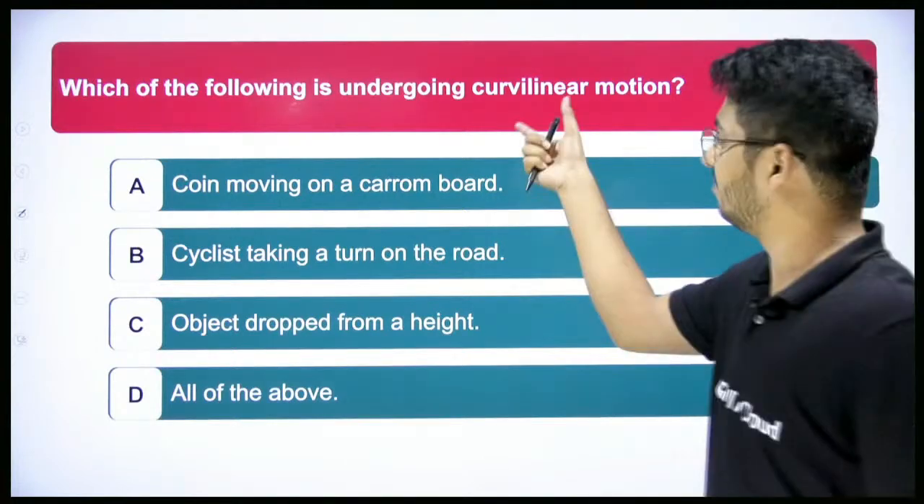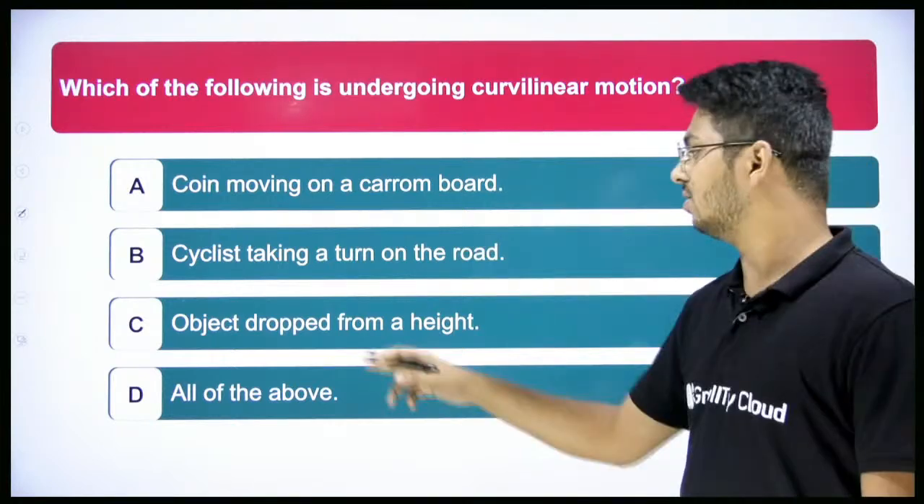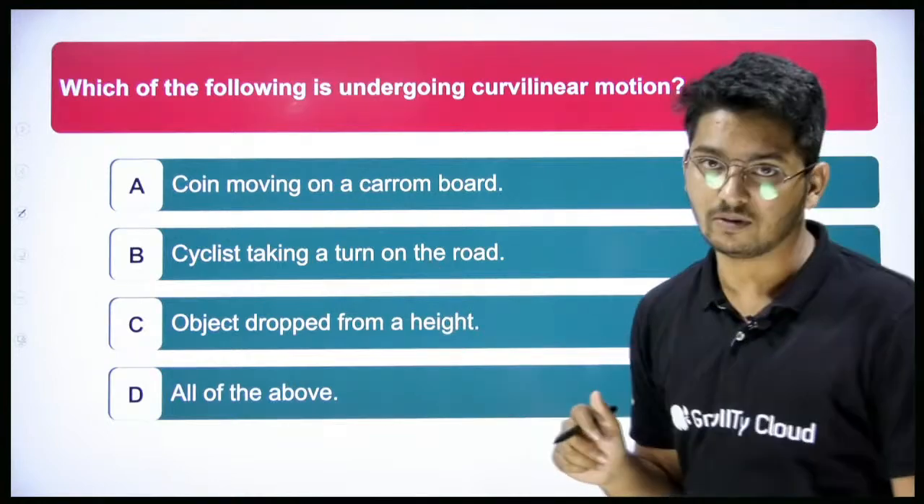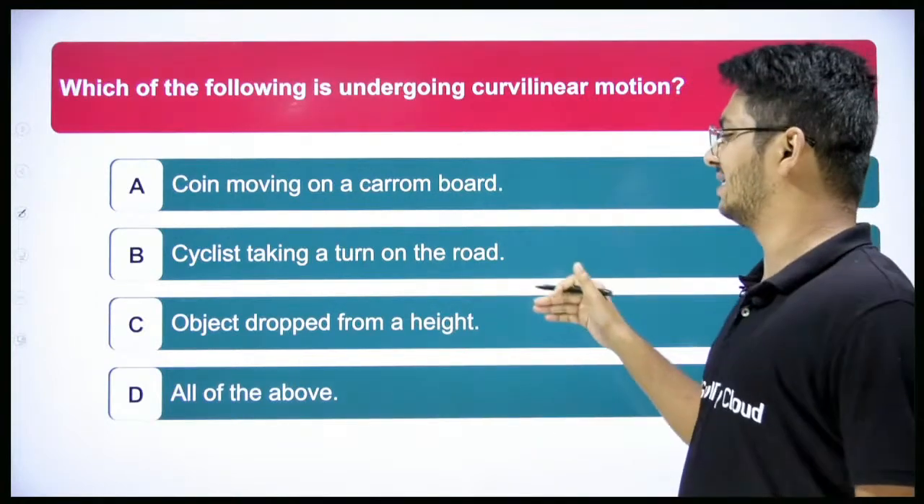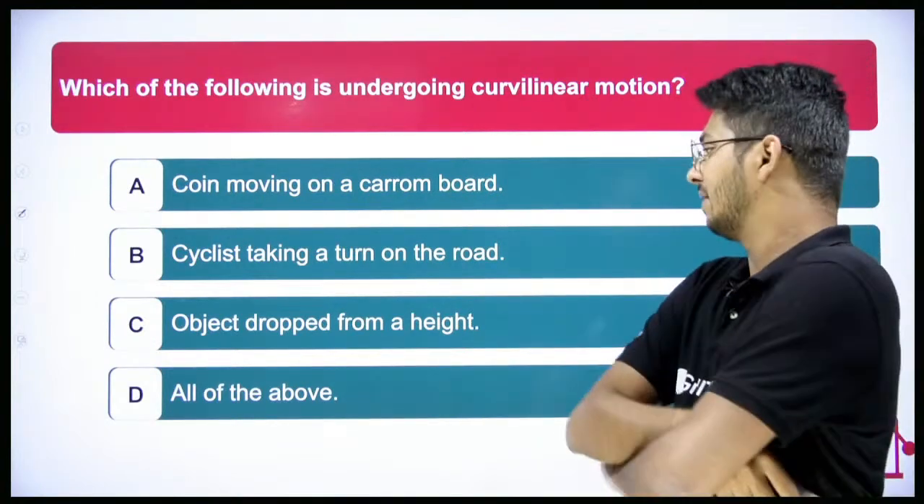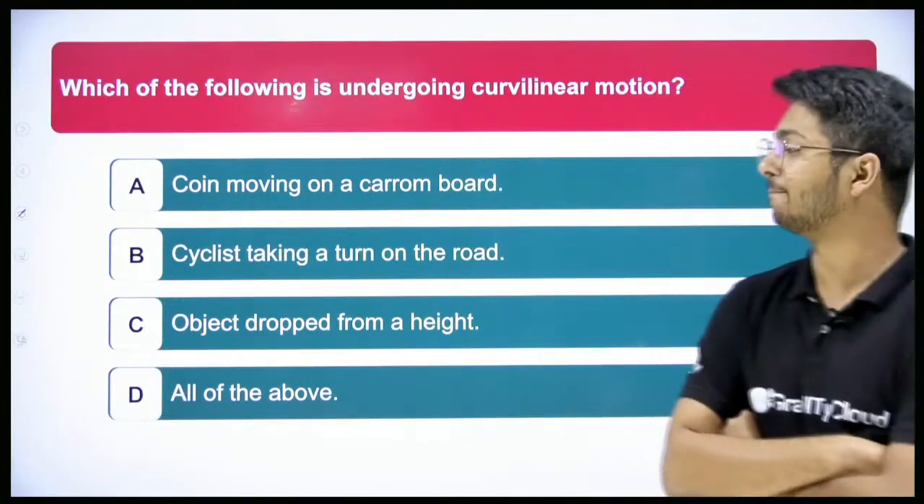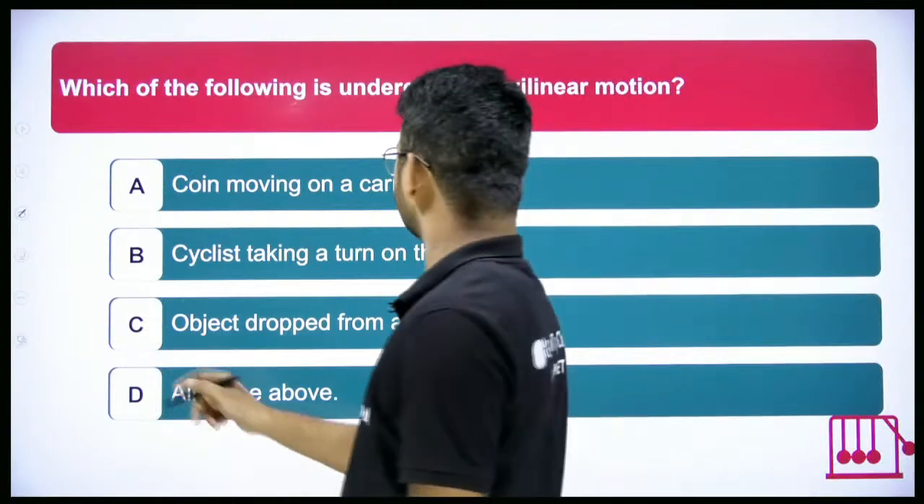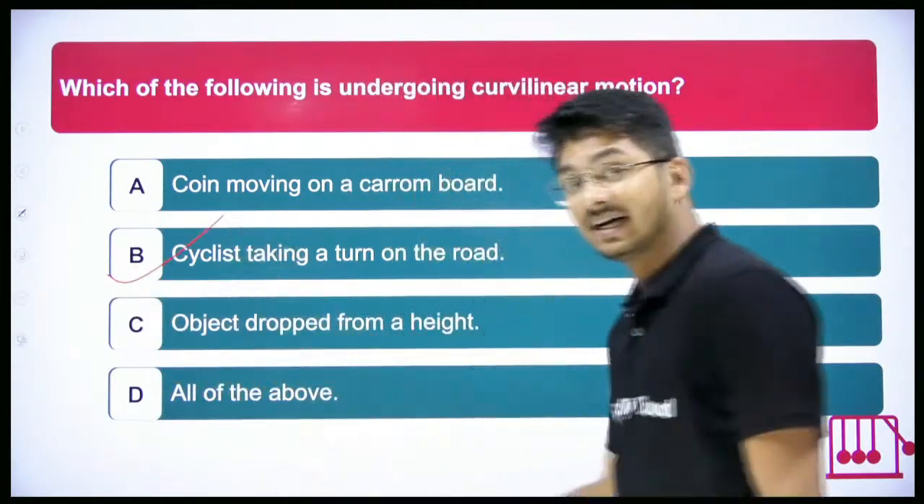Curvilinear. Options: coin moving on a carom board, carom coins, cyclist taking a turn on the road, object dropped from a height, or all of the above. Which of them is curvilinear motion? The answer is the cyclist taking a turn on a road.